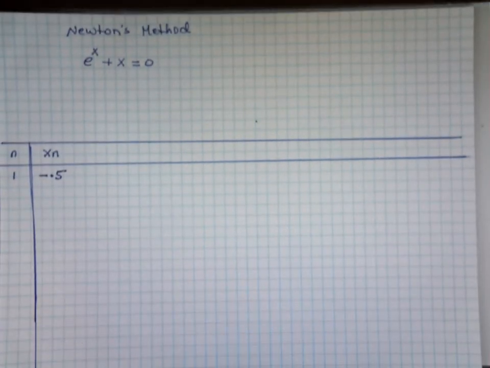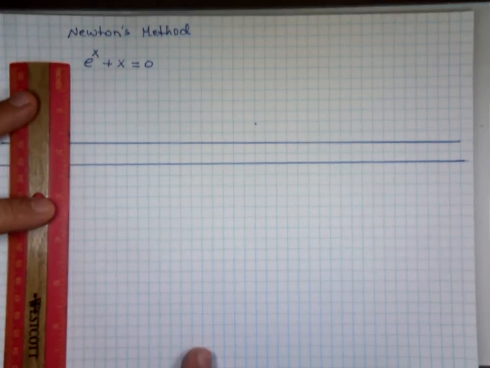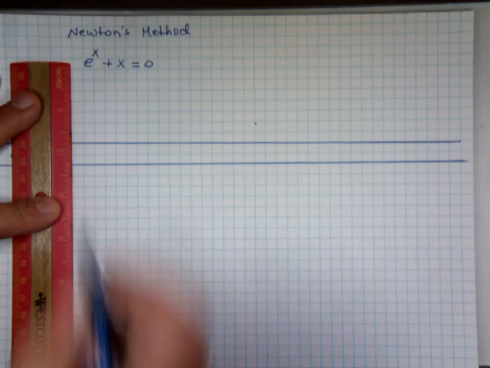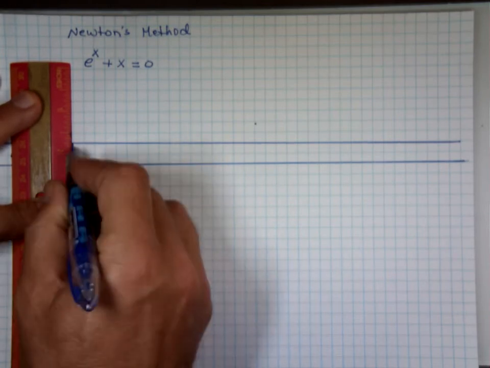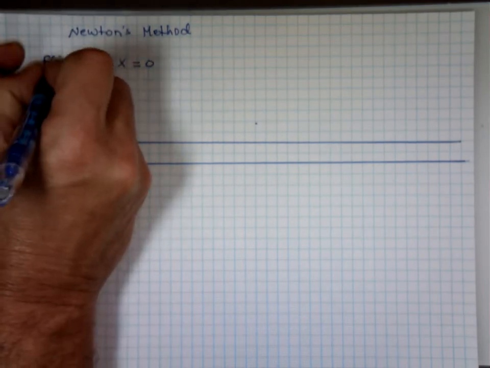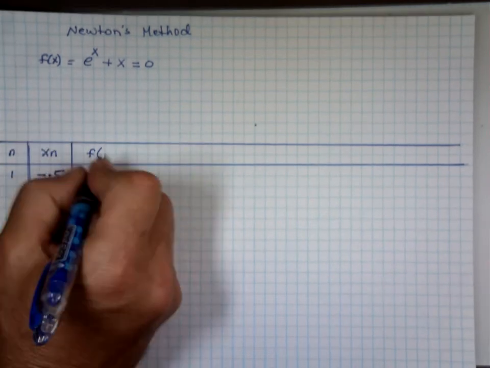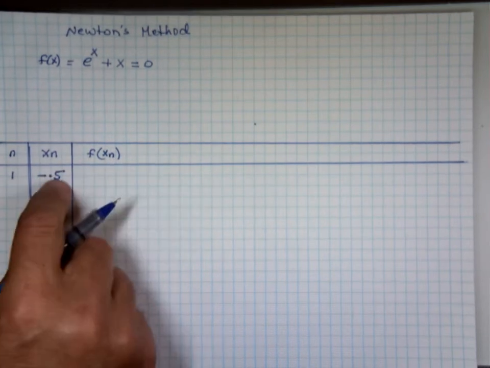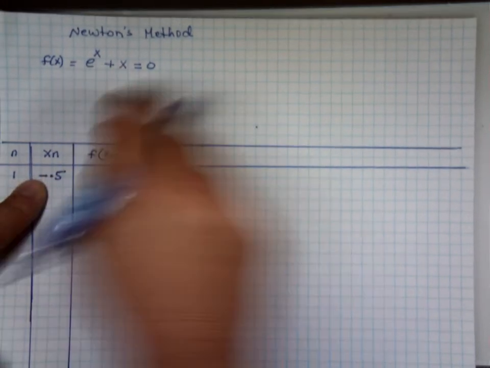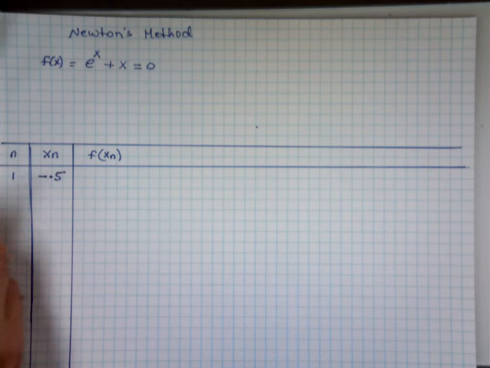And let's see if that's a solution. Well, how do you know if that's a solution or not? You plug it in. You plug it into f of x. So let's call this f of x. And let's find what f of x is equal to. When x is -0.5, you plug it in here, and you find the y value. What's that number equal to?